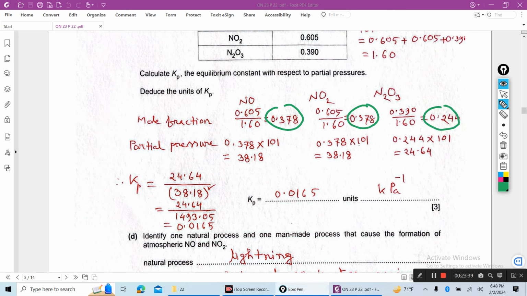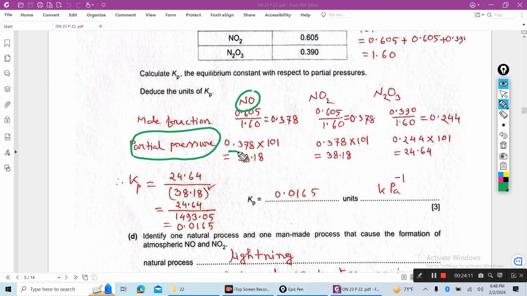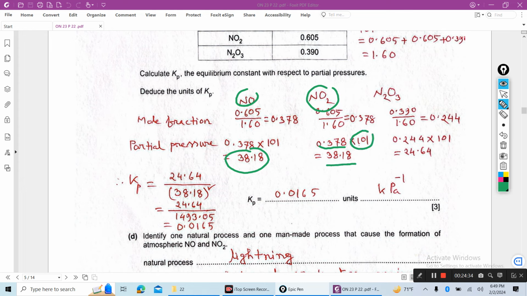After that, partial pressure. And you know, partial pressure equals mole fraction times total pressure. PA means the partial pressure of A, and XA is the mole fraction. So you will calculate the partial pressure of NO: the mole fraction of NO times the total pressure, which is given as 101. So you will get the partial pressure of NO. Then the partial pressure of NO2, nitrogen dioxide, will be the mole fraction of NO2 times the total pressure. You get this value. Then the partial pressure of N2O3 will be the mole fraction of N2O3 times the total pressure.